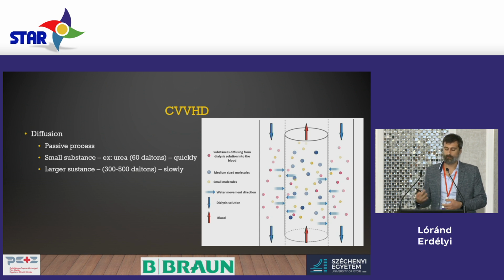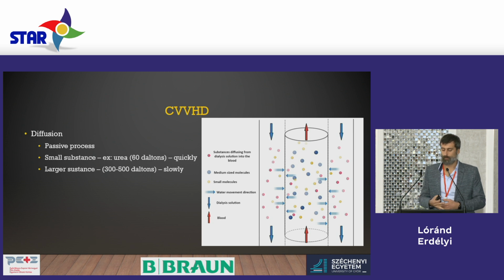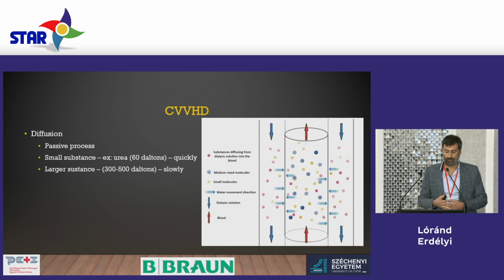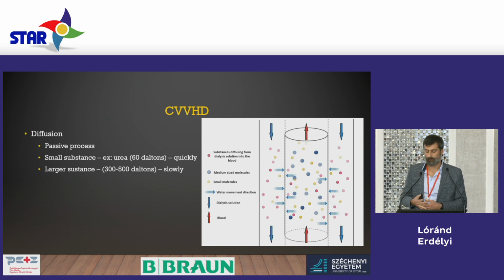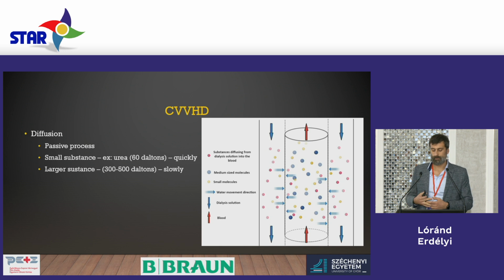The speed of the process is inversely proportional to the molecular weight and directly proportional to the concentration difference. Smaller molecules pass through the membrane more easily and quickly. Above 500 Daltons, diffusion slows down significantly.